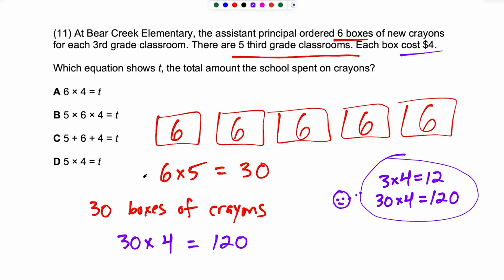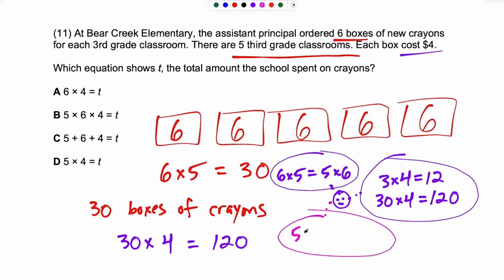But now let's think about what actually happened here. We did 6 times 5. Something like 6 times 5, I could flip the order and say this is equal to 5 times 6. Since 5 is showing up first in these answer choices, I could say I did 5 times 6, and then the result I got there, I multiplied by 4. So we did 5 times 6, and then that answer, 30, we multiplied by 4. So the total amount T is equal to 5 times 6 times 4, which is modeled by choice B.